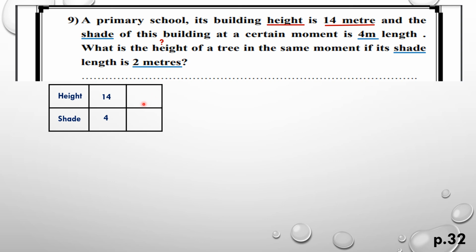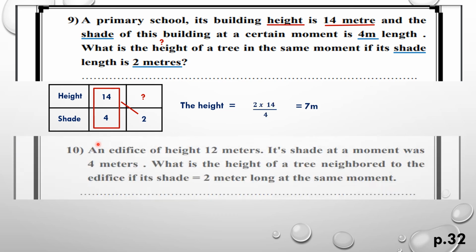So the question mark will be beside the height. What's given? The given is the shade. So these two should be beside the shade. Now, do we have a completed column? Yes, we have. Do we have a completed cross? Yes, we have. So the height equal 2 times 14 over 4, which is equal 7 meters.